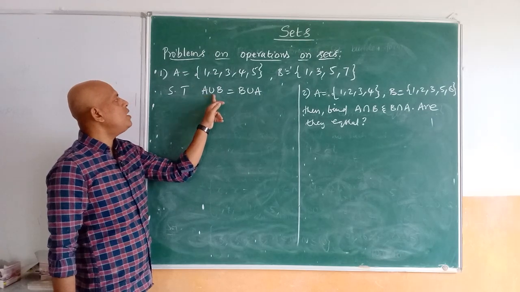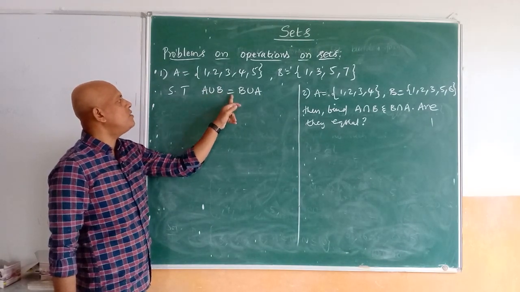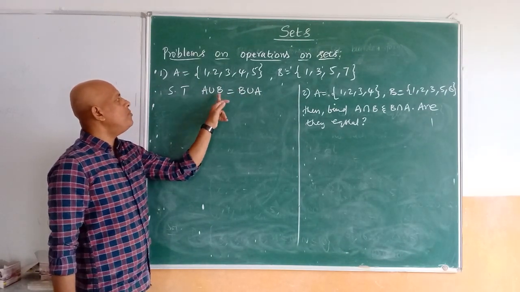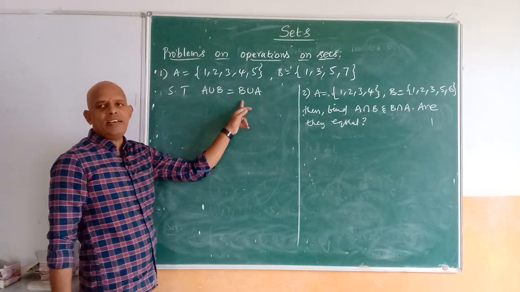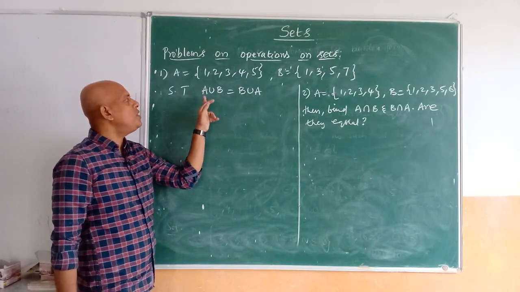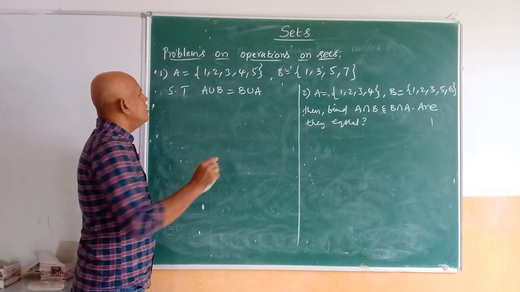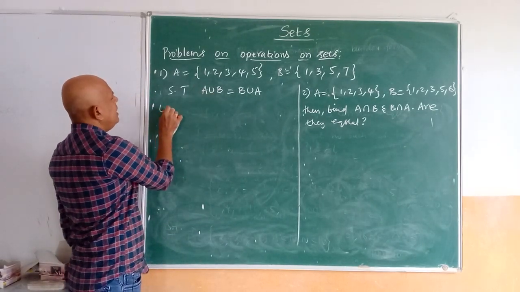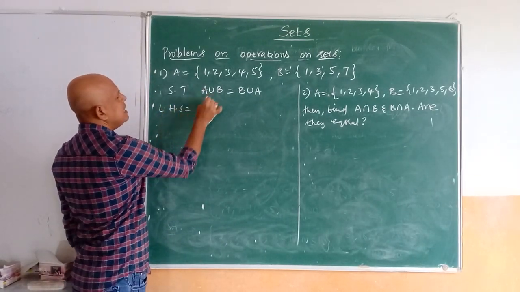It is written as A union B, sometimes A cup B is equal to B cup A. A union B is equal to B union A satisfies the commutative property. So we have to prove that A union B is equal to B union A. So first of all we will take the LHS.